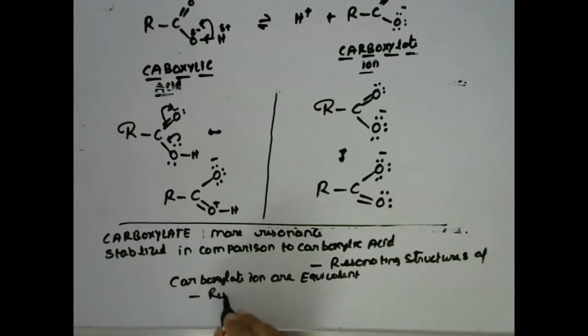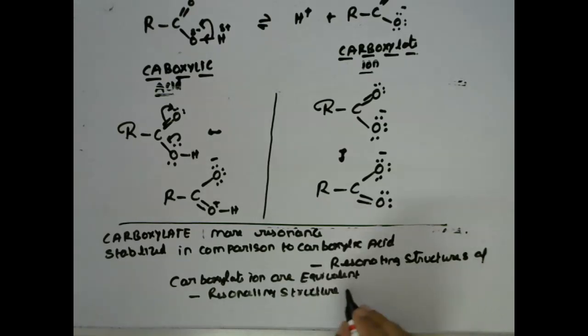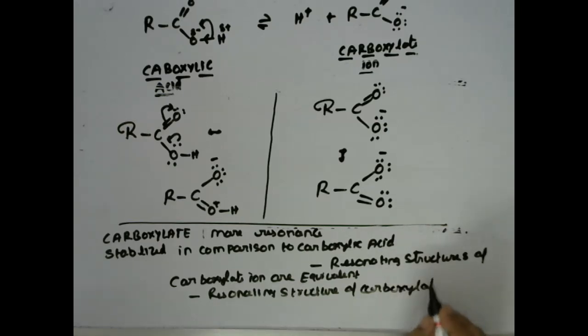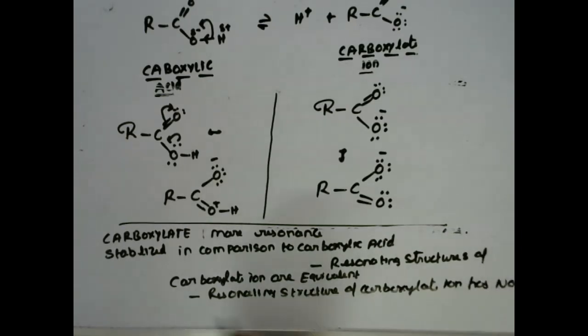Secondly, resonating structures of the carboxylate ion have no charge separation, which is there in the case of carboxylic acid. So basically carboxylic acid is acidic in nature because the conjugate base of carboxylic acid is more resonance stabilized.